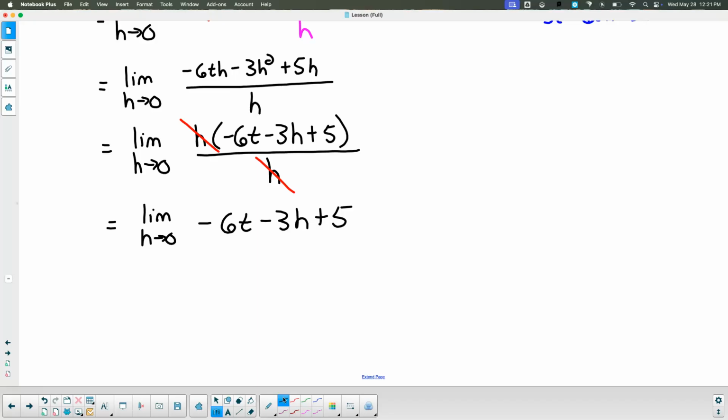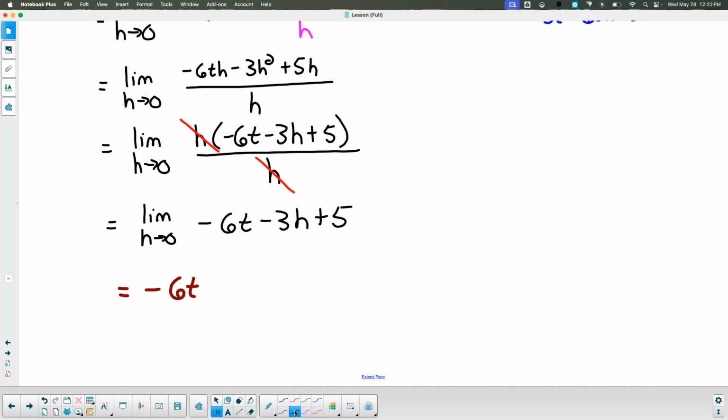Can I now send h to 0? Yeah, because now I don't have to worry about dividing by 0, because I don't have a fraction anymore. So if I send h to 0, what about this term right here? Does anything change with negative 6t? Nope. So that's going to stay negative 6t.